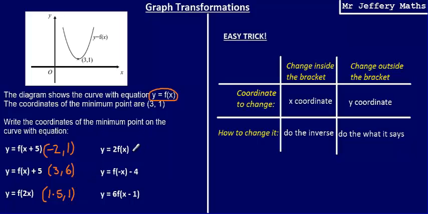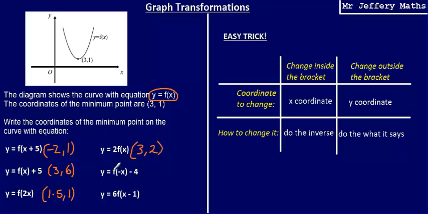Next one, we've got y is equal to 2f of x. So the change has happened outside the bracket. We're going to be changing the y coordinate, and we're going to do what it says. So the x coordinate stays as it is. The y coordinate we are going to multiply by 2. And so 1 times 2 gives us 2.